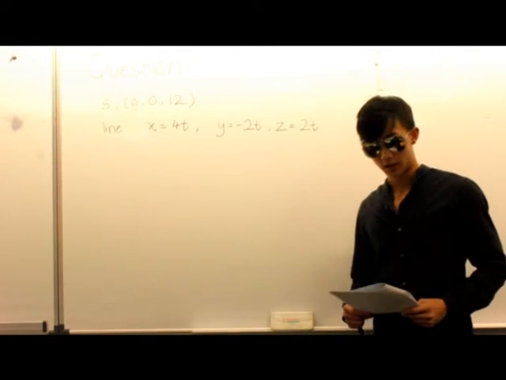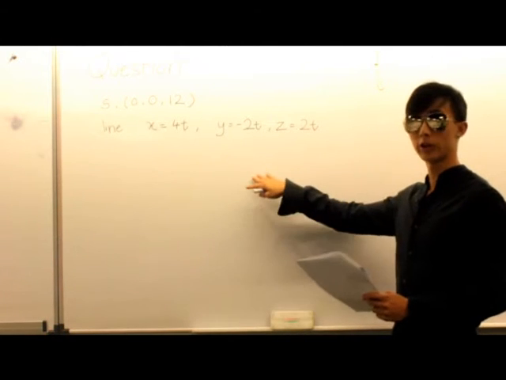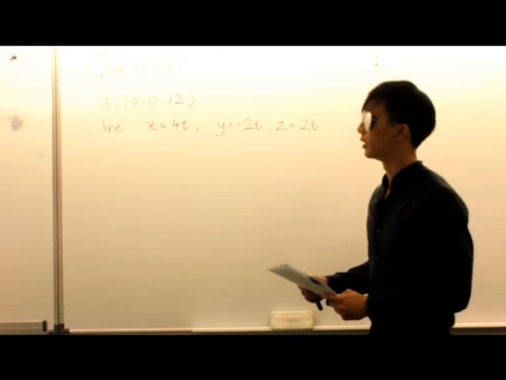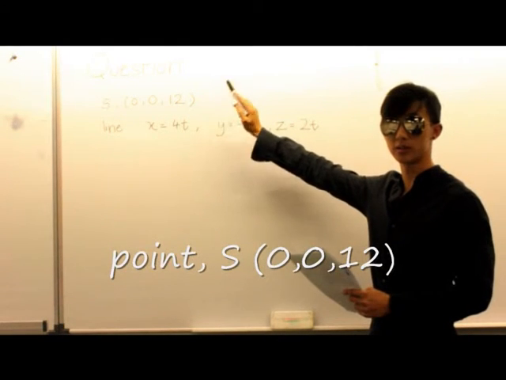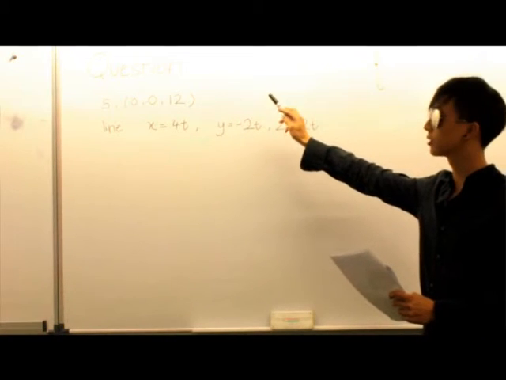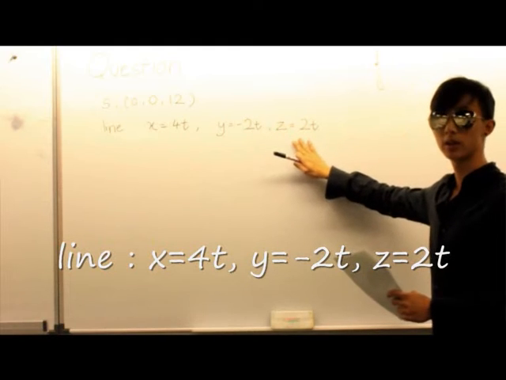Welcome back. Now let's try a question on how to find the distance from a point to a line segment. The question states that there is a point S in space with coordinates 0, 0, 12, and there is a line with parametric equations x equals 4t, y equals negative 2t, and z equals 2t.